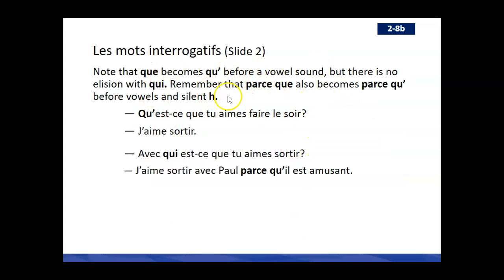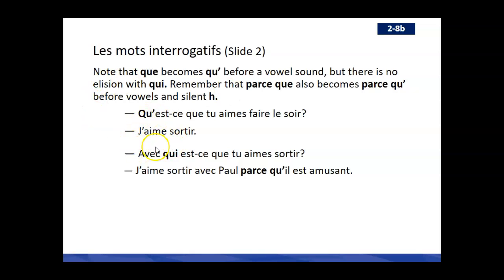So you might have noticed, and I mentioned before, that que becomes qu' without the E on the end, an apostrophe instead, before a vowel sound. But there is no elision with qui, and I think that's just because of the way the vowels sound when they come next to each other. K is kind of a looser vowel sound. Qui is a tighter, more tense vowel sound, so it's easier to distinguish that sound before another vowel sound than k is, I think. Parce que follows the same rule. It becomes parce qu' with the apostrophe before vowels and silent H. So, qu'est-ce que tu aimes faire le soir? J'aime sortir. So, what do you like to do in the evening?